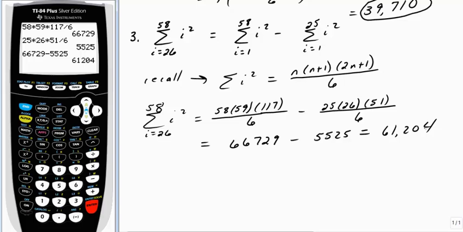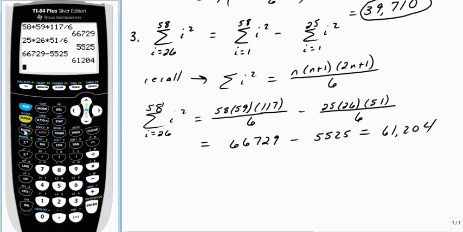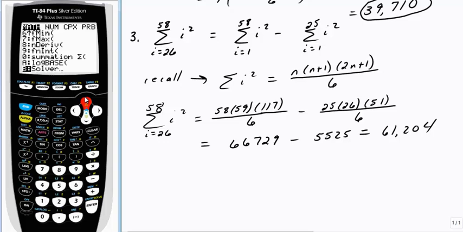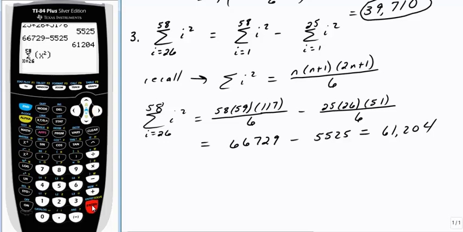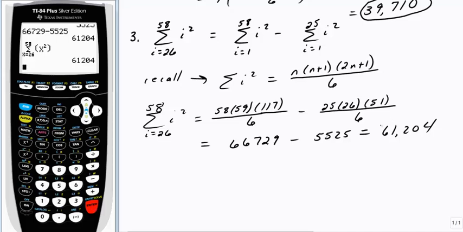Just to check real quick, that better match with the summation shortcut on the calculator. Math, sum, 0. You could arrow to it, or I'll just hit math 0. I'll say this is the sum from x equals 26 up to 58 of x squared, and it should match. And it does.